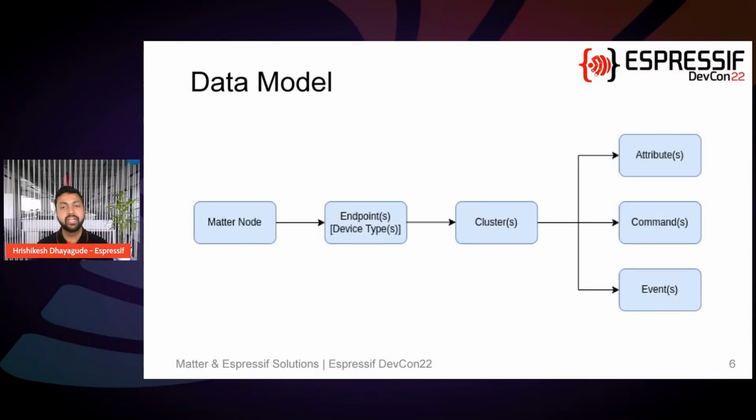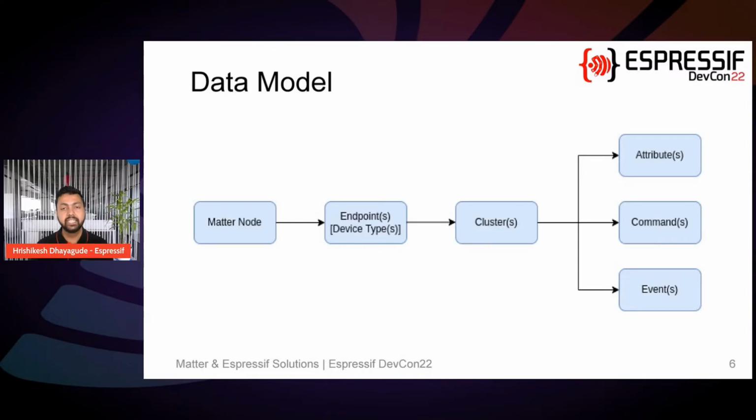Endpoints are further divided into clusters. Clusters represent a common functionality that can be presented in a reusable way. Clusters can be server clusters or client clusters. Server clusters have attributes and client clusters operate on them. For any kind of communication between two Matter devices, it always happens through the clusters, the server cluster and the corresponding client cluster. Clusters have attributes, commands, and events.